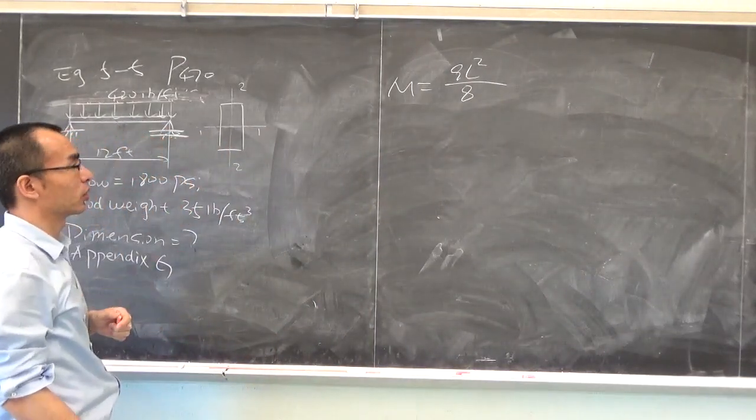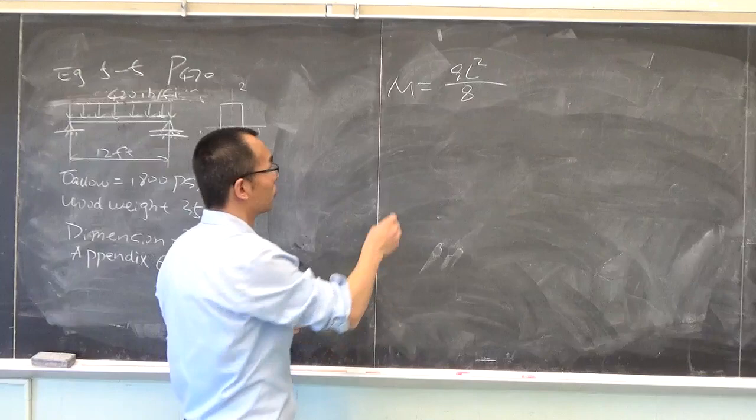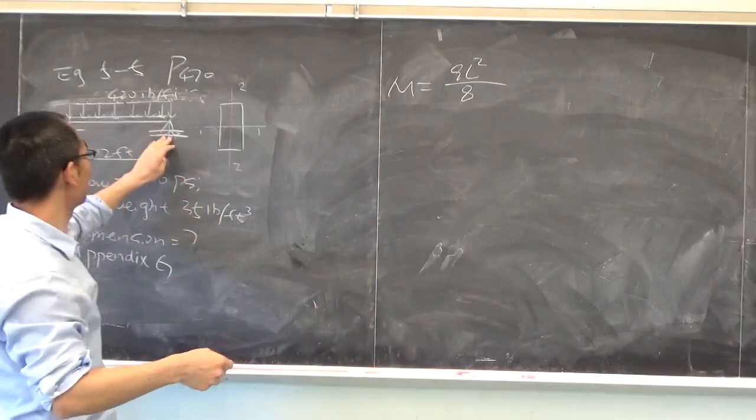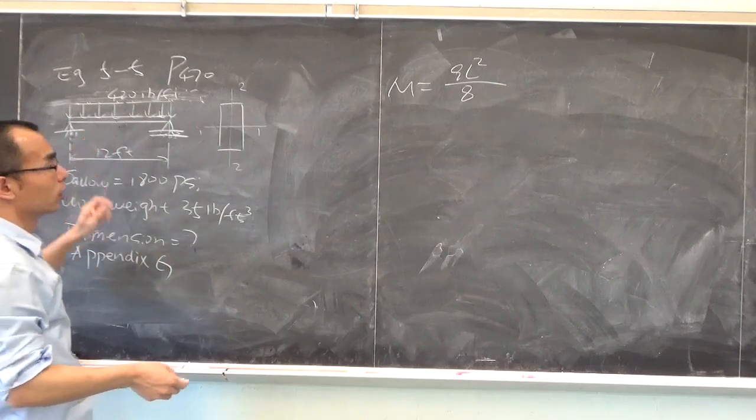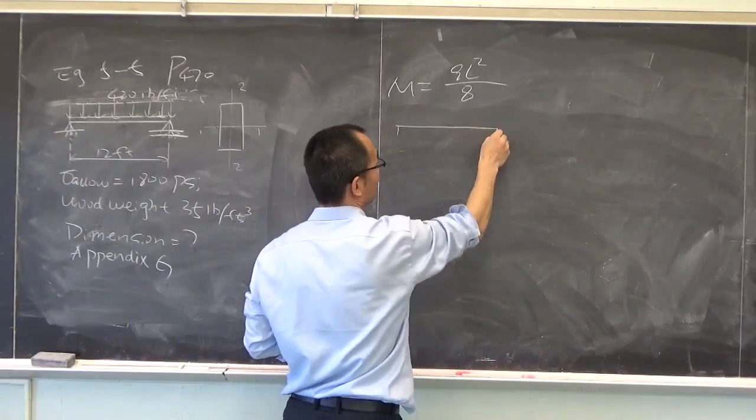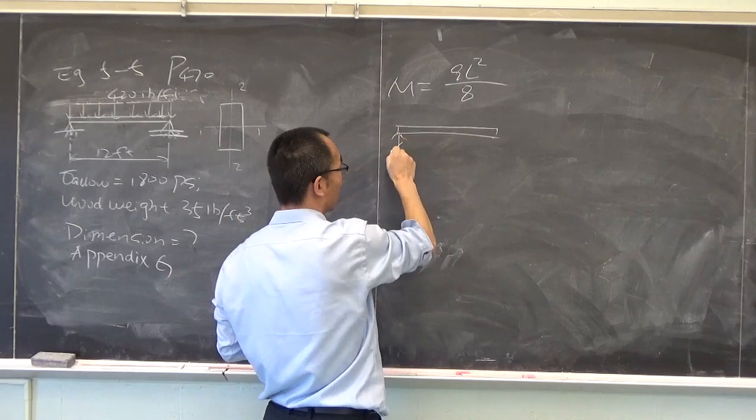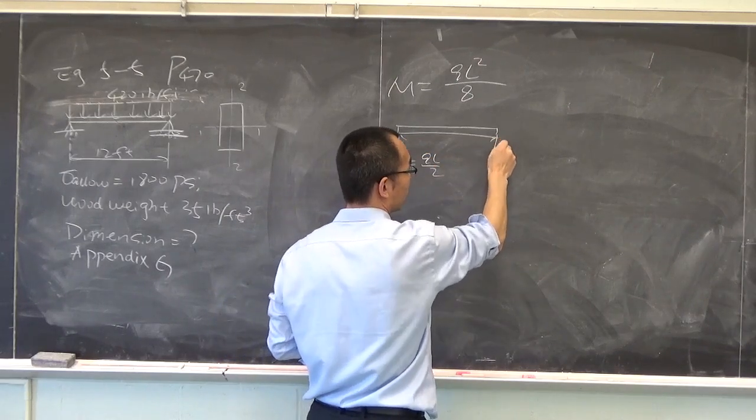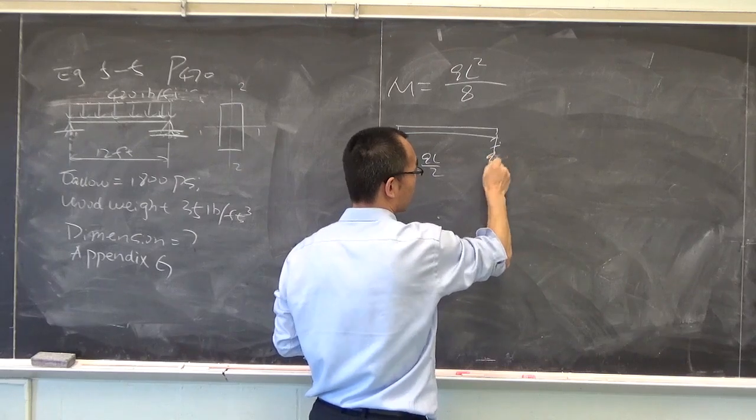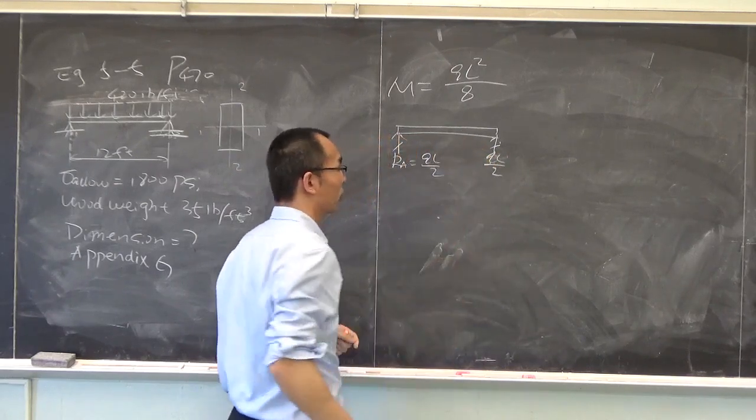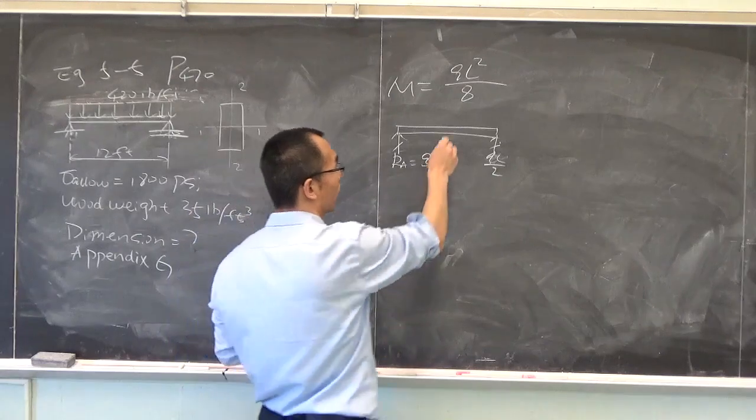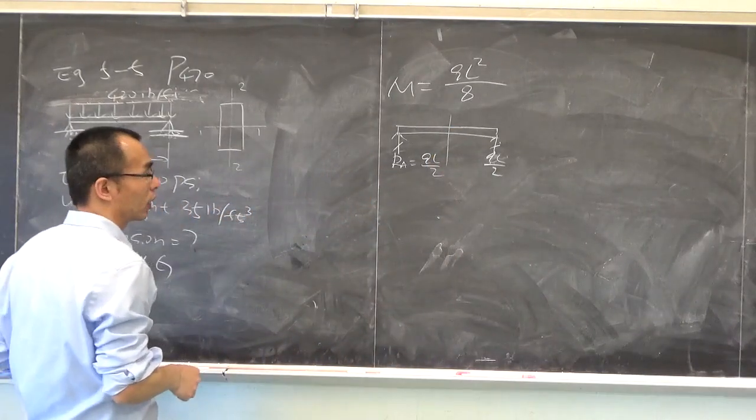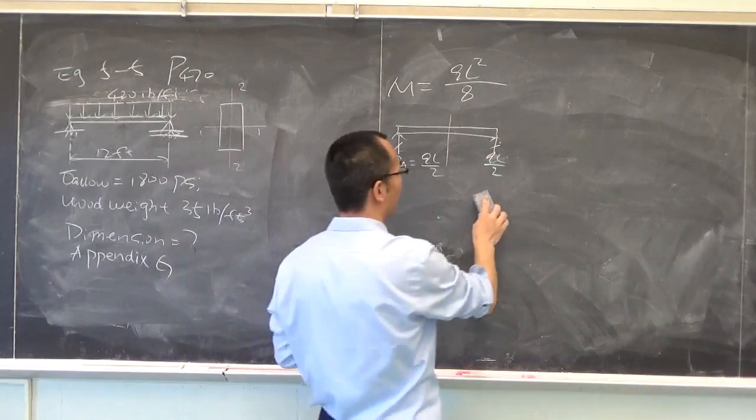So here I will demonstrate again, right? Because it's a symmetric load, each support will take the same load. RA will be qL over 2, RB will be qL over 2, right? Each of them will take half. Okay, the middle point has the maximum bending moment, right? So now you can use either the left segment or the right segment to calculate the bending moment there.